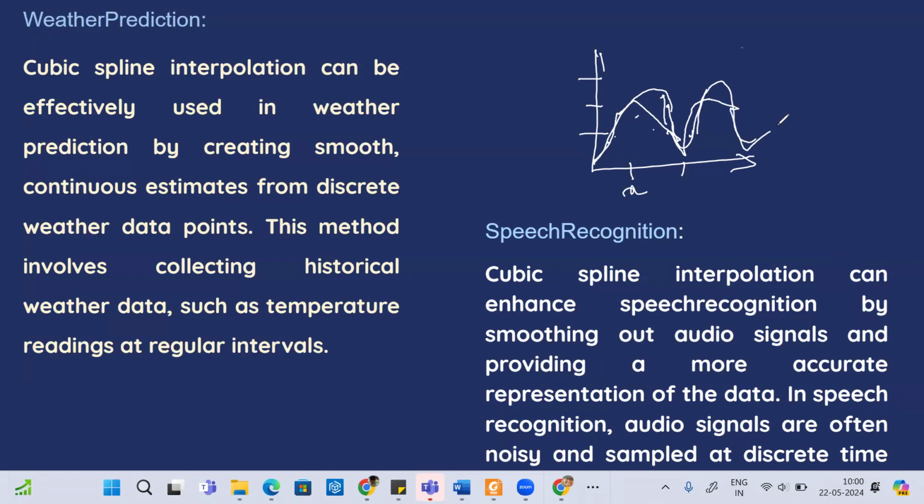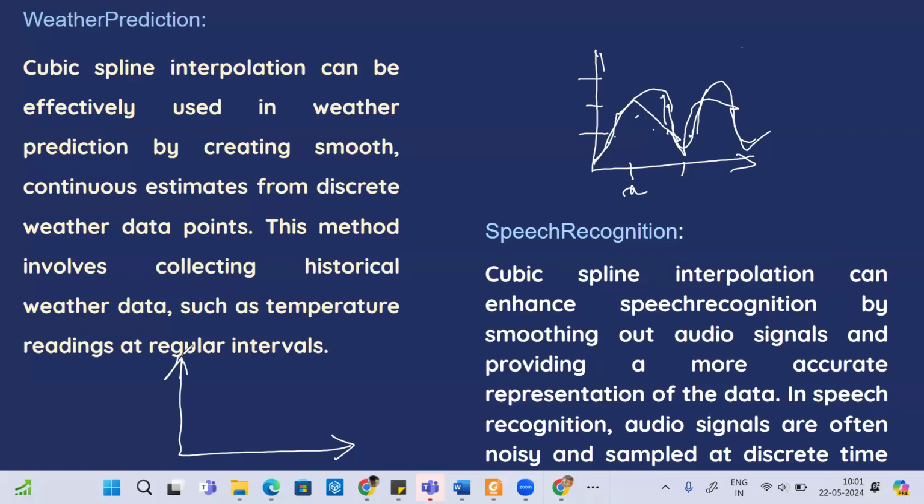While taking an actual graph, there will be noises. These noises are mainly due to the temperature variations along the weather stations. So using cubic spline interpolation, we can approximate it. And next we have speech recognition. Speech recognition translates spoken words into text. So using cubic spline interpolation, we can interpolate a graph like this.